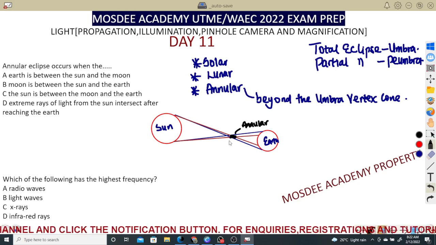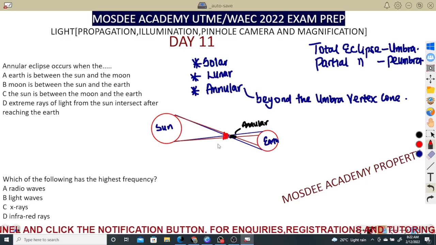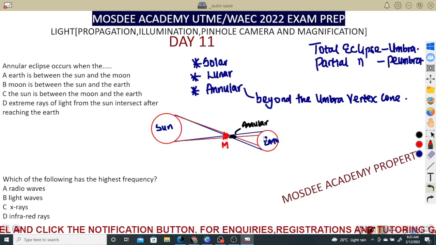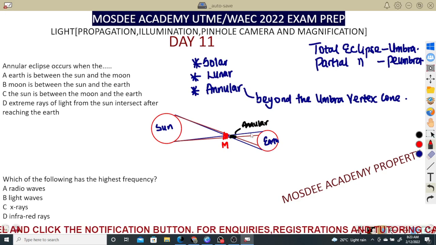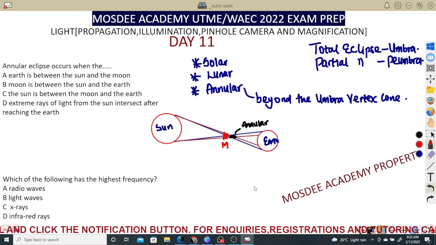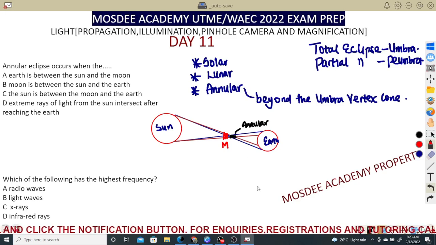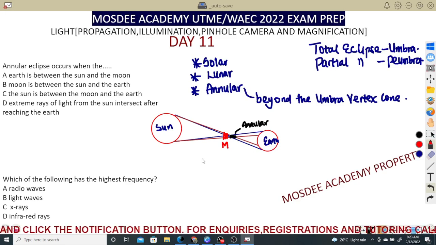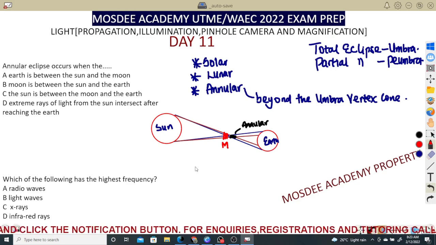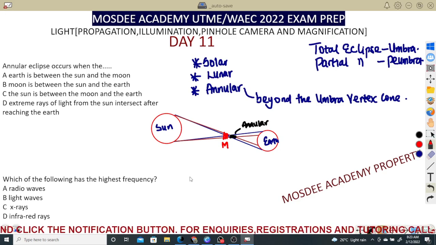Whereby you talk about a kind of what? This is where total eclipse is supposed to be formed. So at this point here, where these things are intersecting, let me call it M, this is the earth. Before and beyond the earth, they form a kind of intersection with the extreme lines. Extreme lines are just the lines that are required to form total eclipse.